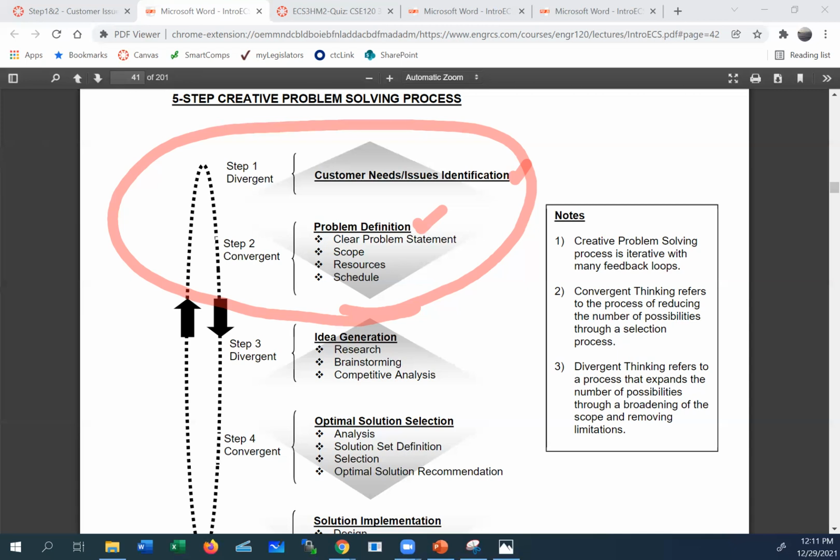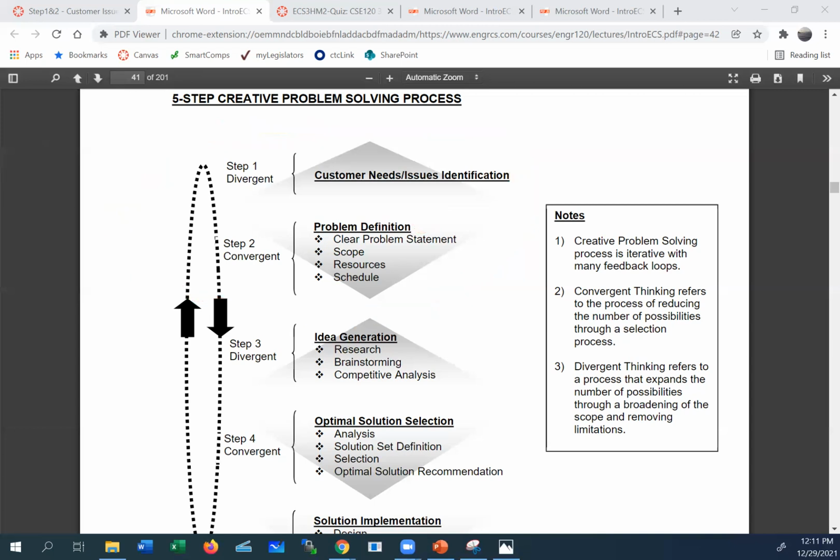So let's jump right in and talk in a little more detail about what customer needs and issue identification means, how that works, and how we write a problem definition, really focusing on the fact that a problem definition has four components. It's important that we distinctly identify each one of the components and have clarity on what each of those statements is for the problem that we are trying to solve.